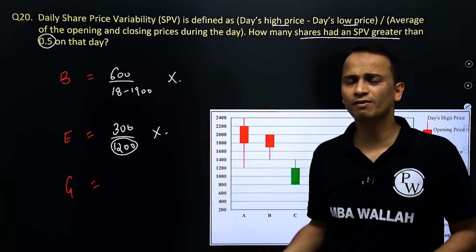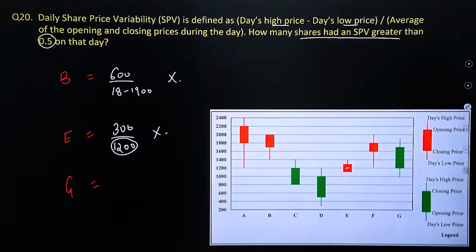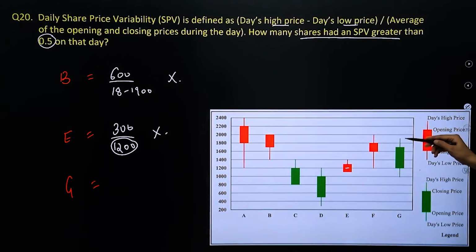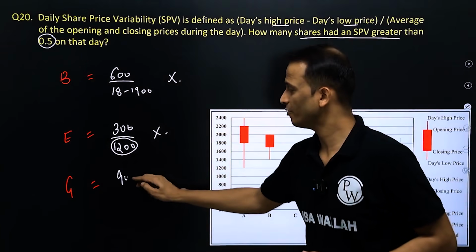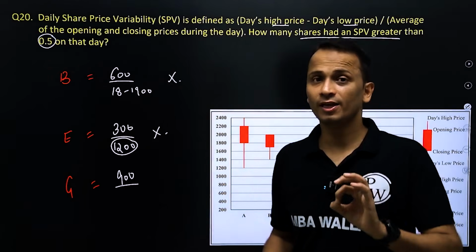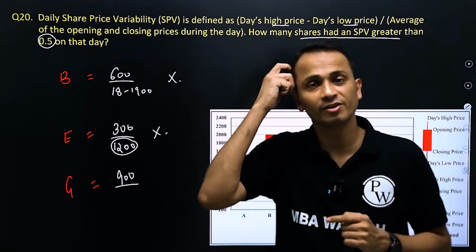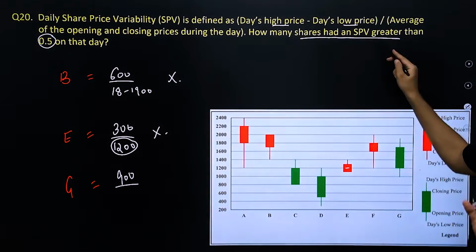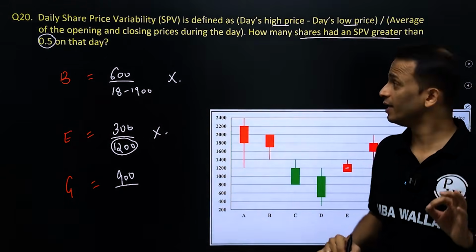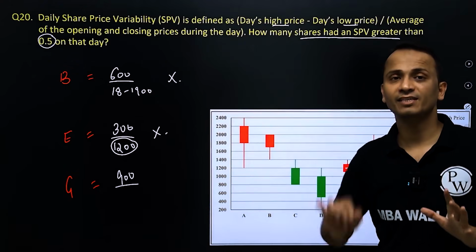Okay, so again, this is somewhere around 1 by 4, certainly less than half. Last, G, 1900 minus 1000, that is 900, divided by, if the denominator is 1800 or less, I'll select this. If the denominator is more than 1800, I'll not select this. I want SPV of greater than 0.5. Even if the denominator is 1800, I'll reject that.